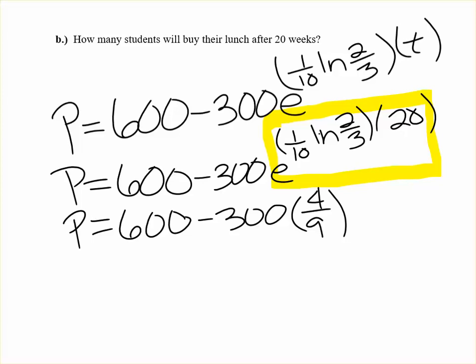So now we can finalize this. 600 minus 300 times 4/9. This tells us that at 20 weeks, 466.667 people will buy their lunch.